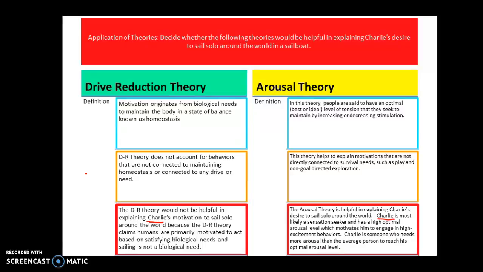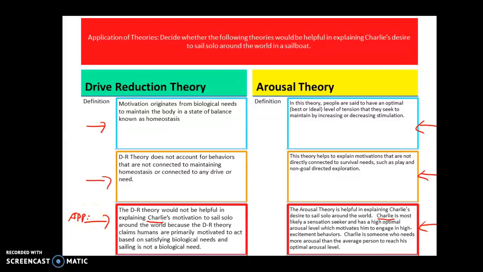So what we have is, in the blue, we have our definitions. Then in the orange, we have a little bit more of an explanation. And then finally, in the red, we have our direct application to the question.